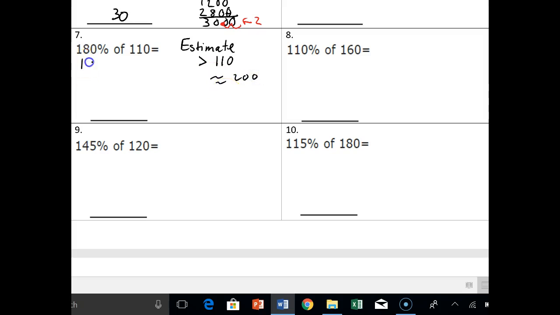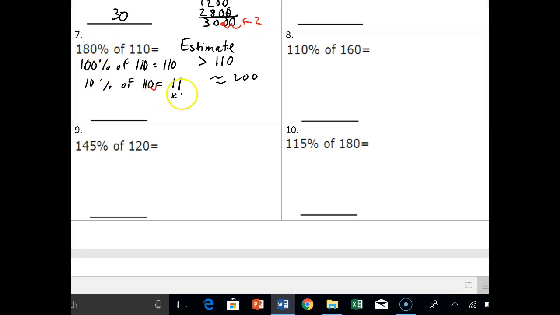We can say 100% of 110 is 110, right? And then 10% of 110 is 11, right? How did I get that? I just swooped the decimal once back. And then I have, how many 10% and 80%?